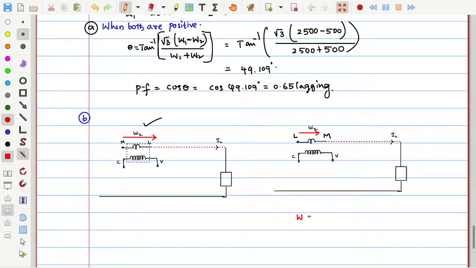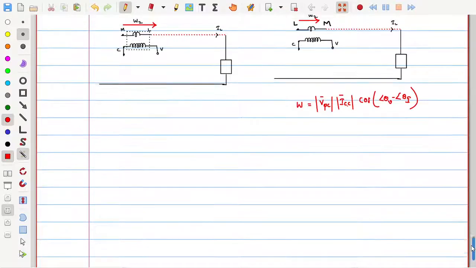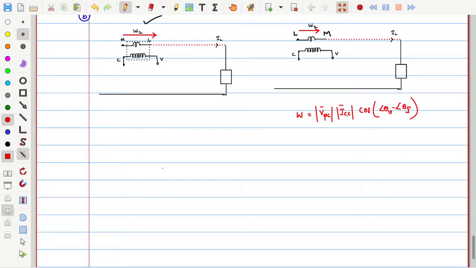Remember one important thing: in a wattmeter, the reading is the voltage coil voltage magnitude VPC into the current coil current magnitude ICC into the cos of the angle between these two, that is theta V minus theta I. When current is reversed, that means L to M, the current will be shifted by 180 degrees phase shift. I will show you here. Carefully observe, this is a very important concept.